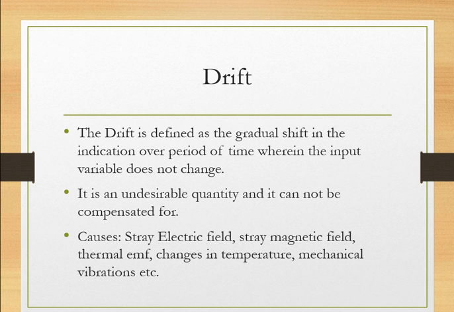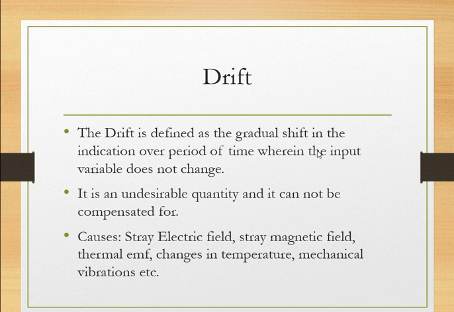Now this drift is again a very important parameter. So what do we mean by drift? Drift is defined as the gradual shift in the indication over a period of time wherein the input variable does not change. In short, drift is nothing but a gradual shift in the indication or in the output over a period of time. That is very important, because over a period of time you may get this drift.